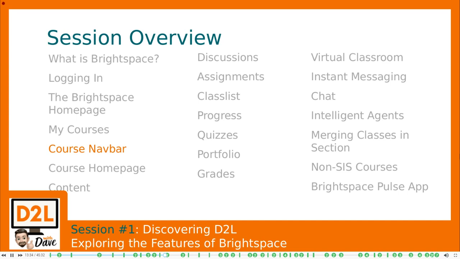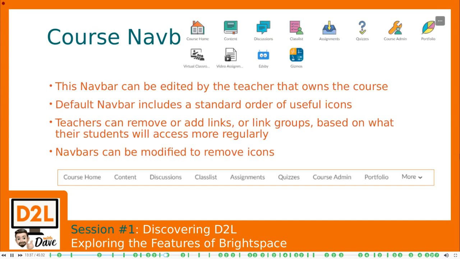And so now we're going to look in, once you've jumped into a course, go into the course nav bar. And the course nav bar is similar to the system or the home, I guess the Brightspace overall main page nav bar. But this nav bar can be edited by the teacher that owns the course. Now the default nav bar, as you see above here, that's included. It's a standard order of useful icons. But for teachers who want to modify that, you can remove or add links. You can add what are called linked groups as well. So if you wanted to group 3 or 4 of those things together, you could, instead of having 3 or 4 icons, you can do that with 1 icon.